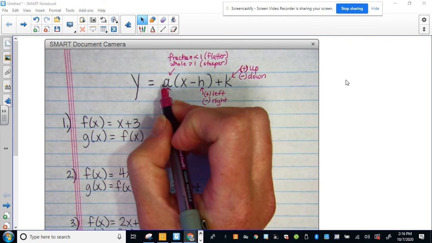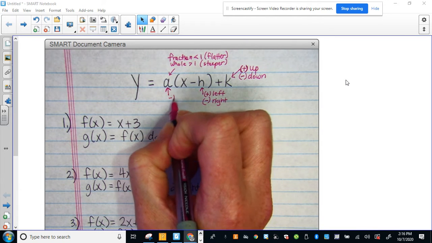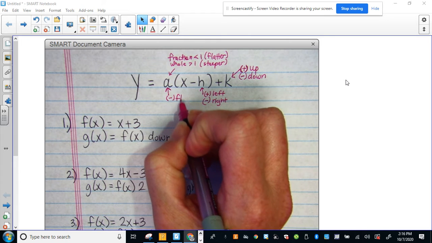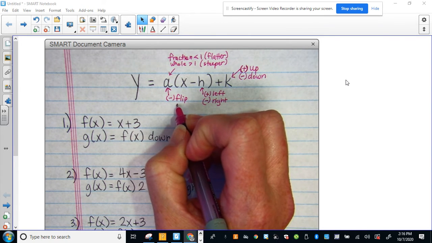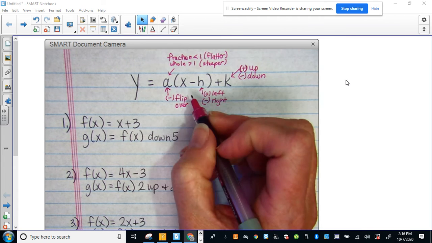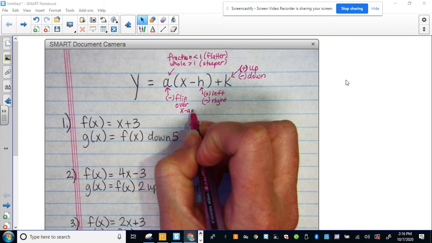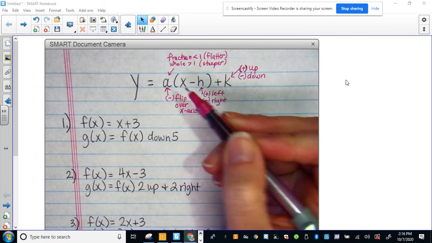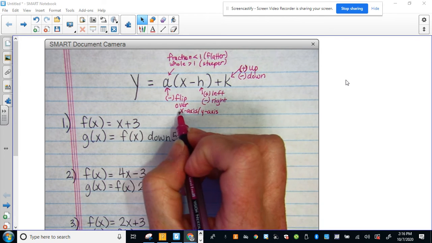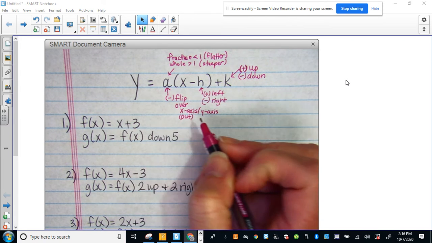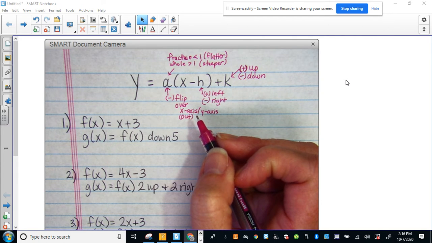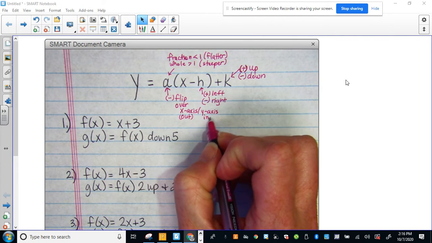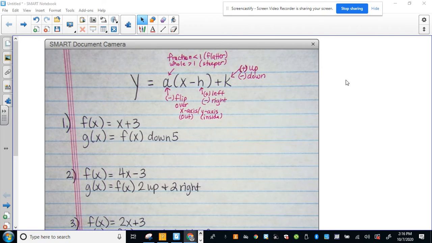Then also, whatever's in front of that, if you put a negative in front of it, it's going to flip over the x-axis or the y-axis, depending on if it's on the inside or the outside. So if the negative is on the outside of the parentheses, you flip over the x-axis. And if it's on the inside, you're flipping over the y-axis. So it's a flip, that negative in front of the A. So we're going to do a couple of examples.